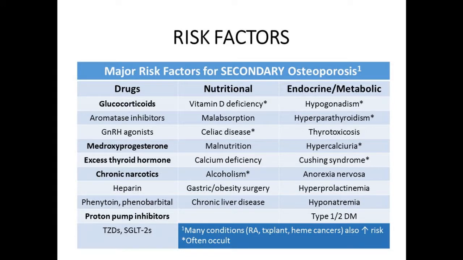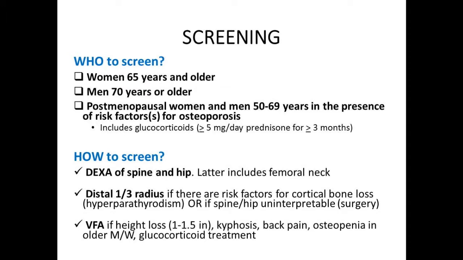So who do we screen? Like all other screening guidelines, it depends on who you ask. The USPSTF tends to be the most conservative. The National Osteoporosis Foundation tends to be more aggressive. Generally, most people agree that women who are 65 and older ought to be screened, because if you screen these folks, at least 10 or 15% will meet criteria for treatment. So there's a good chance that you will change your management if you screen them.